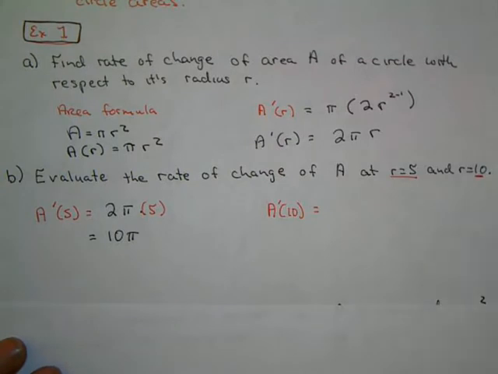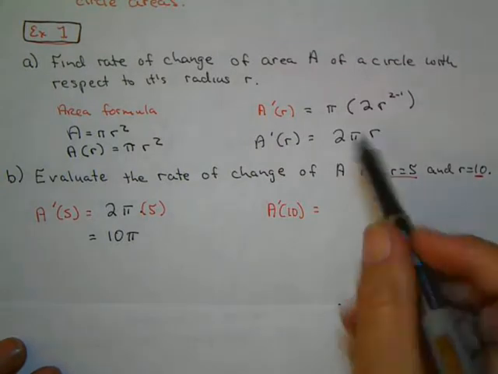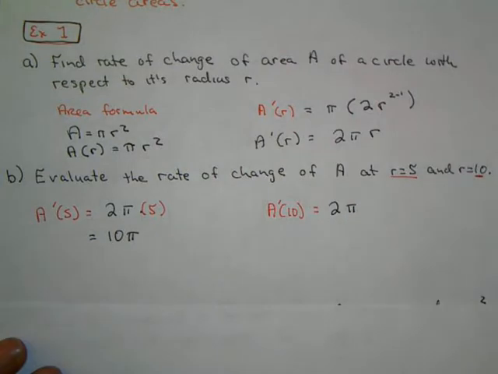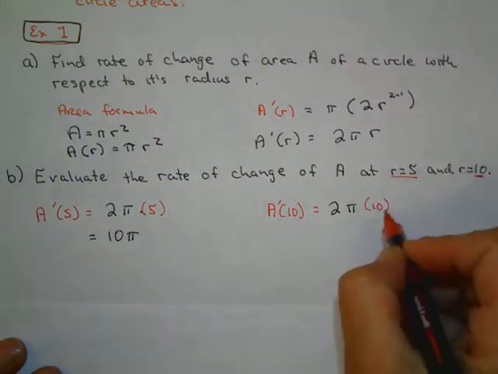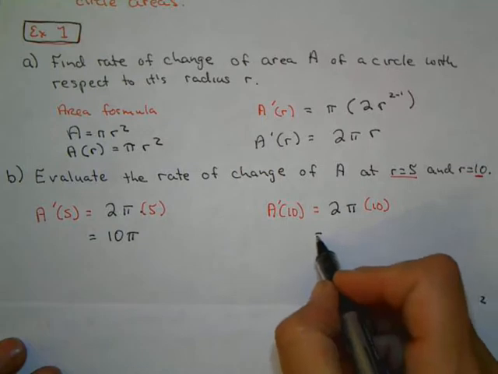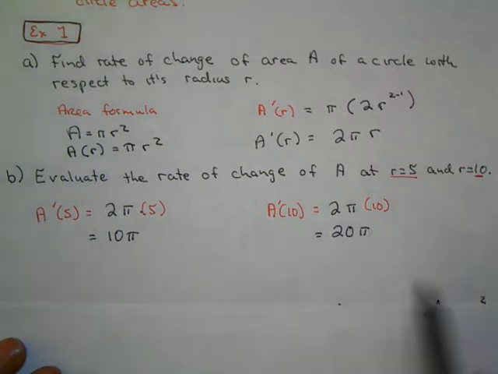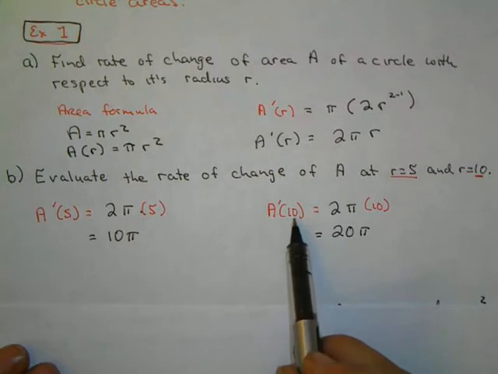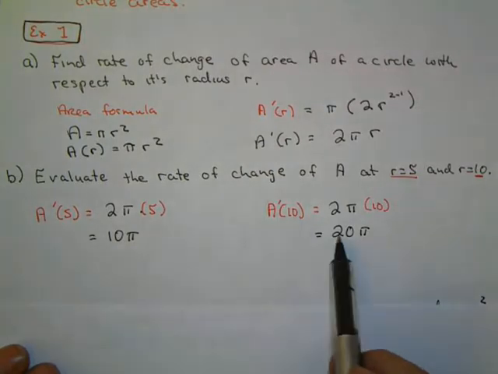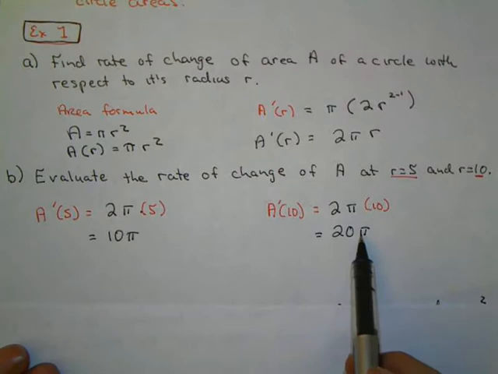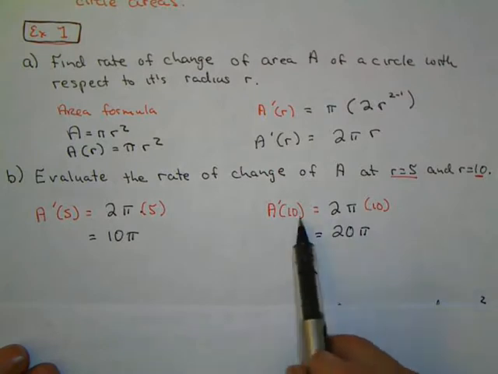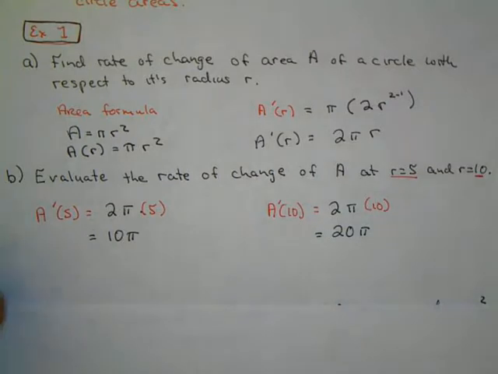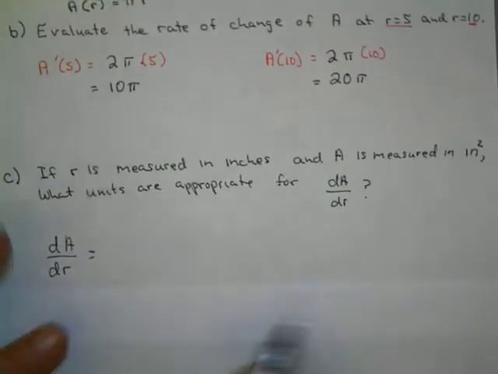For the change in area when the radius is 10, I'm going to write my derivative again for area, 2 pi, and this time I need to put in 10 for my radius. So when I evaluate that, I end up with 20 pi, and that's the change in square units in the area. When my radius is at 10 and it's increasing, then my area would be increasing by 20 pi units for every 1 unit of radius, and it would be decreasing by 20 pi units for every 1 unit of radius at 10.